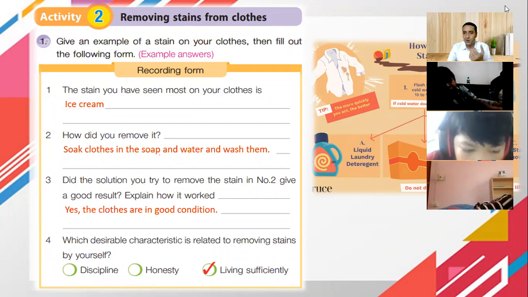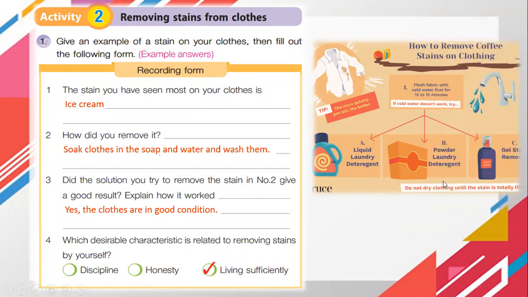Okay. Now, here you can see we have different kinds of detergent. So how do we remove a coffee stain? If we have, for example, a coffee stain on our clothes, we are going to follow these ways. Number one, flush the fabric with cold water first for 10 to 15 minutes. If cold water doesn't work, then we have to try these three different ways.